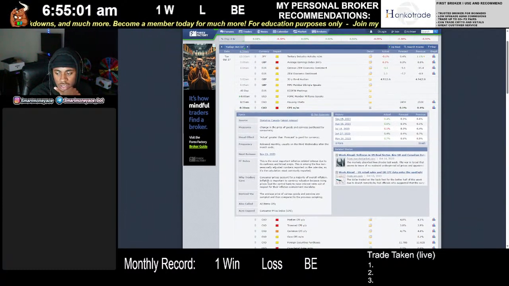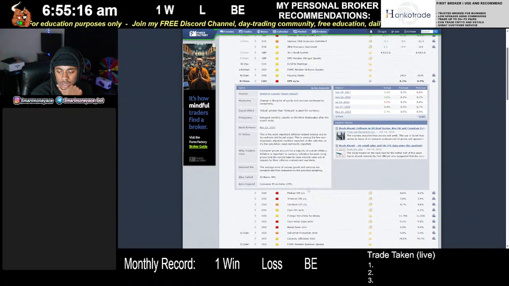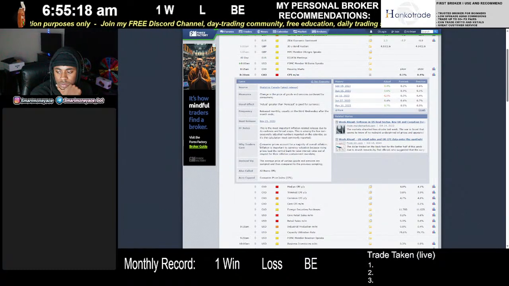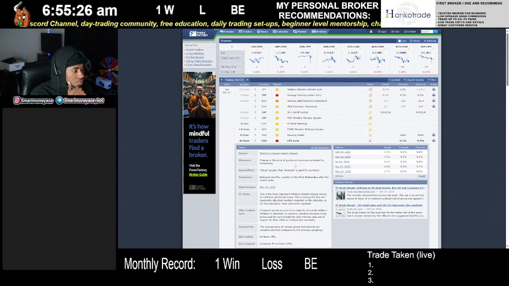Why traders care. Consumer prices account for a majority of overall inflation. Inflation is important to currency valuation because rising prices lead the central bank to raise interest rates out of respect for their inflation containment mandate. And then it tells you right here, it's also just called CPI, Consumer Price Index, which is cool.